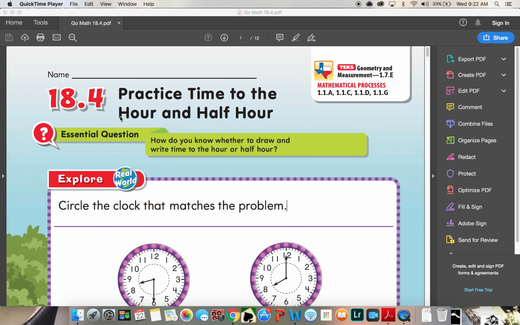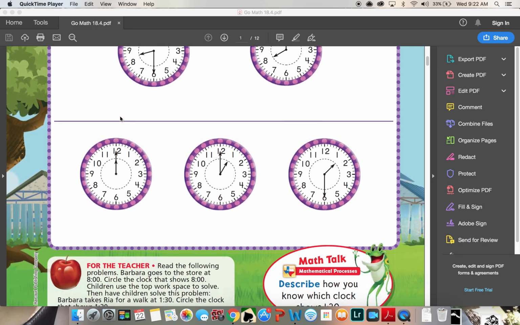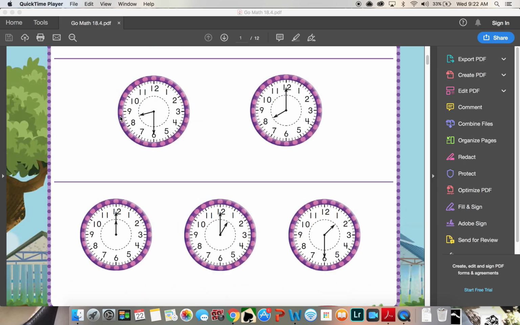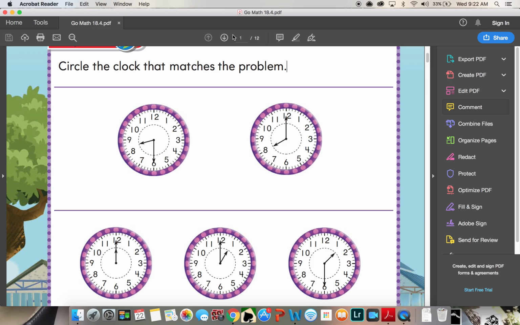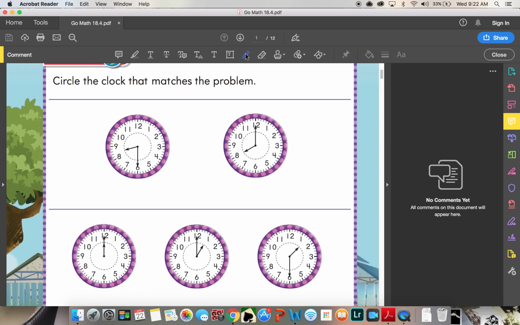For 18.4, practice time to the hour and half hour. All right, for the first problem, it says Barbara goes to the store at 8 o'clock. Find the clock that shows 8 o'clock. So if it's pointing at 8, the hour hand has to be pointing at 8, and the minute hand has to be pointing at the 12.